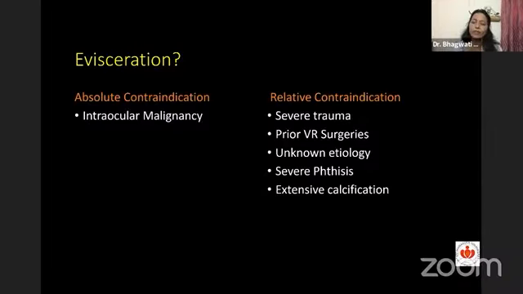In unknown etiology, when eyes become phthisical and the etiology is not known, especially in children and in elderly people, we should avoid doing evisceration. In a severe phthisical eye, we should avoid doing evisceration because we won't be able to put an optimum size prosthesis implant in such cases. Whereas in mildly phthisical eyes, we can do evisceration where we can give relaxing cuts or we can do sclerotomy. If there is extensive calcification, then there is a chance of having an occult tumor. So it is better to avoid evisceration in such cases.